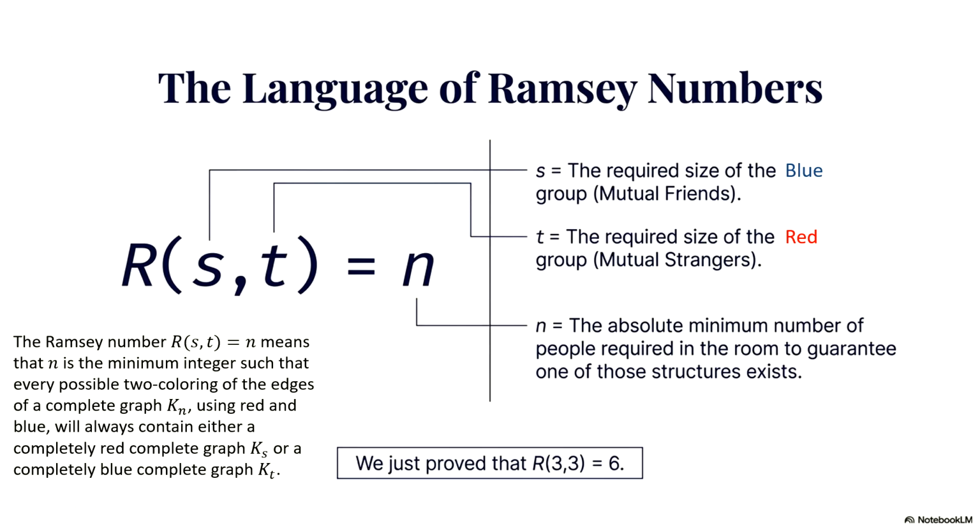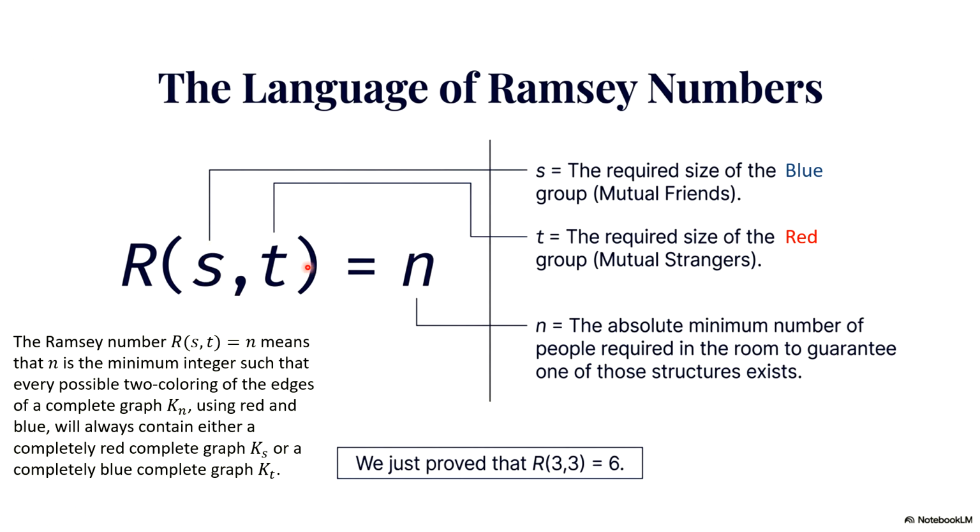So what we just saw is an example of a Ramsey number. We have this notation here. It's basically saying that if you have a minimum of n vertices in your graph, or n people to relate it to our problem, then you're guaranteed to have S of a certain type of relationship or T of the other type of relationship. In our case, it was three blue, three mutual friends or three strangers out of the six.